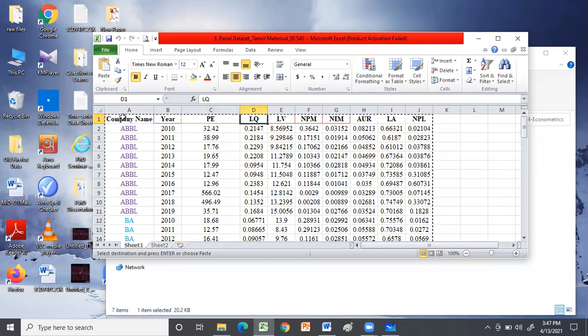So first one is LQ, indicates the liquidity ratio. Second one is LV, stands for leverage ratio. NPM, net profit margin ratio. NIM, net interest margin ratio. AUR, asset utilization ratio. LA stands for loan to asset ratio, and NPL means non-performing loan ratio. Okay.